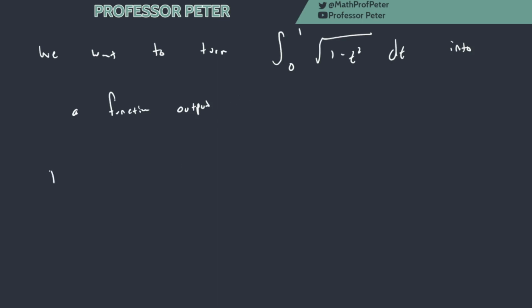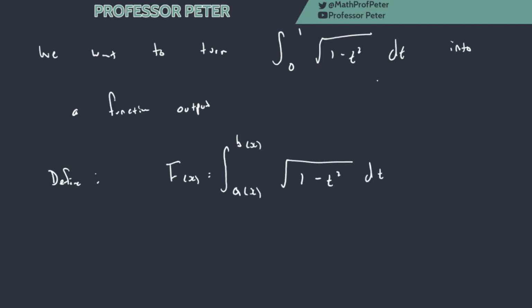And the way that we're going to do that is we're going to define some function. I'm going to call it capital F of x. And what I'm going to do is change my limits of integration to be not constant values, 0 and 1, but function values. I'll call them a of x and b of x. And you'll also notice that I switched my variables here from x to t.